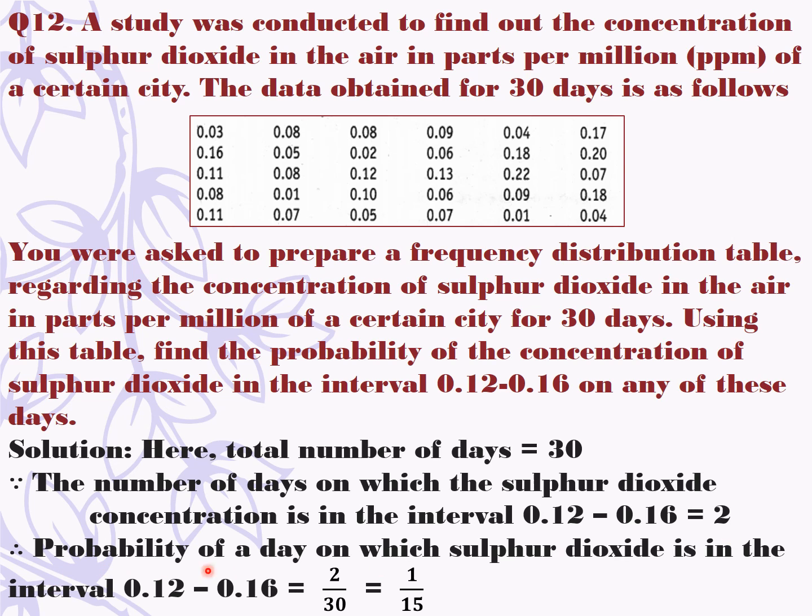Therefore, the probability of a day on which sulfur dioxide is in the interval 0.12 to 0.16 is number of favorable outcomes by total number of outcomes, that is 2 by 30. Hence, we can write it as 1 by 15.